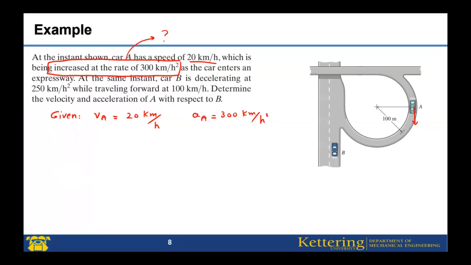And the car enters the expressway, and car B is decelerating. Decelerating means that the acceleration of B is minus 250 kilometers per hour squared, the magnitude and direction being considered. And the speed of this car is 100 kilometers per hour.